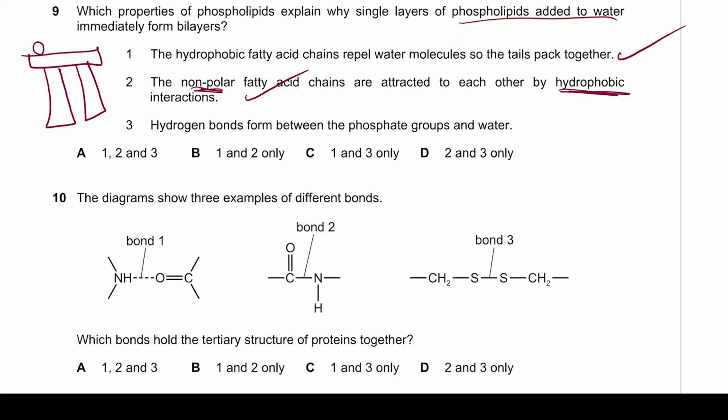3. Hydrogen bonds form between the phosphate groups and water. We mentioned this earlier because phosphate is actually polar. So the answer is going to be A.